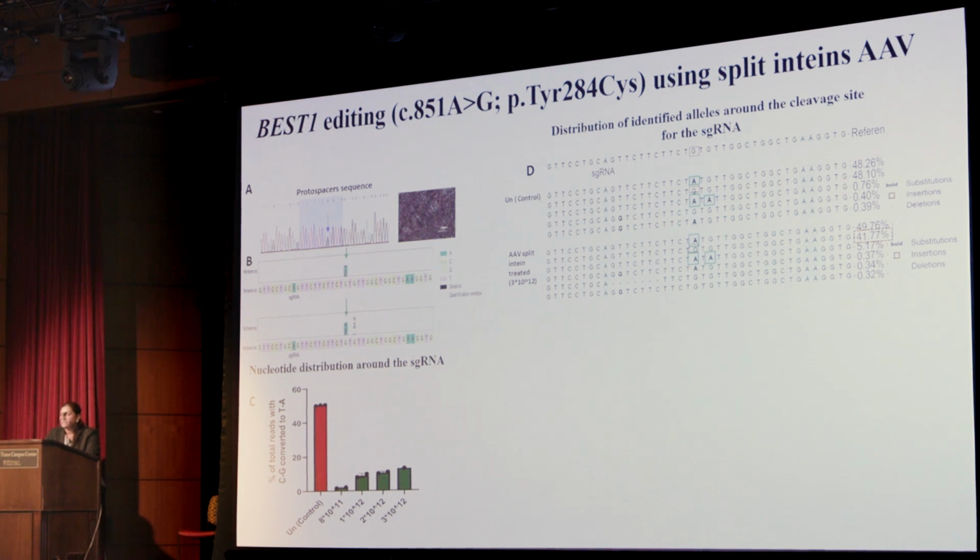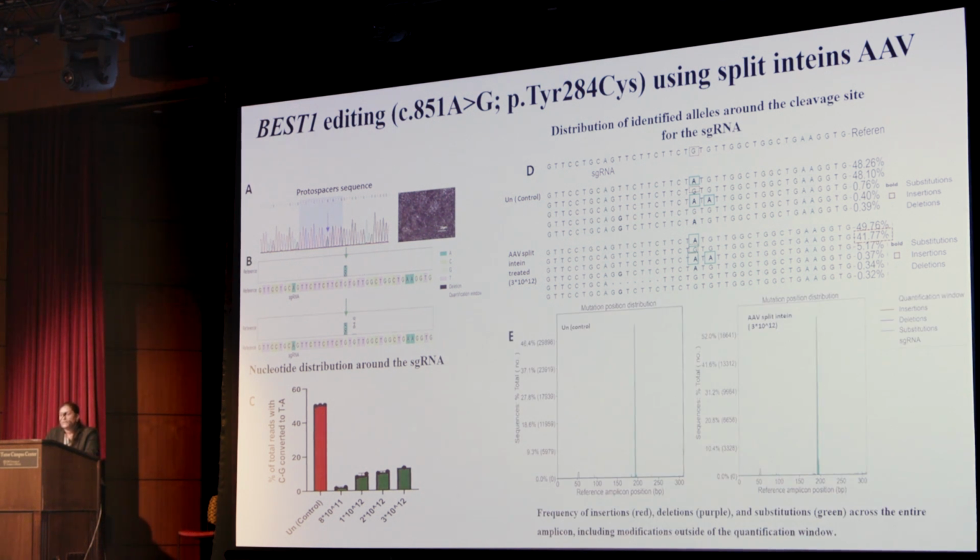Here we see the distribution of alleles around the cleavage site. In the untreated samples, with just the cells, we see both alleles at around 48%. When we use the virus, and I'm showing data only for the highest concentration, we see the mutant allele going down. We also looked for indels, and in this case, there is no indel except the substitution, and that's what we are working with.